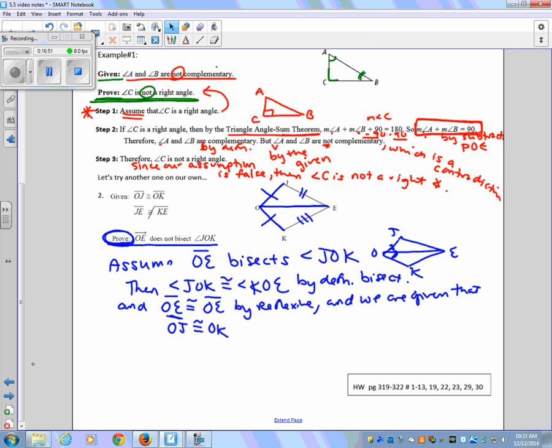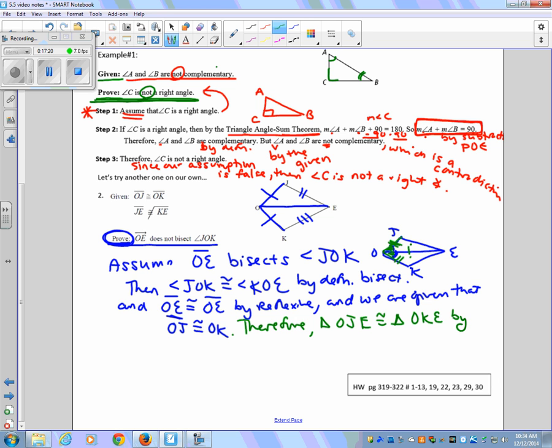So if you look at these triangles here, we know that this is congruent to itself by reflexive. We know that JO is congruent to OK by the given. If we assume this is bisecting, then this angle is congruent to this angle. So what do we know about these two triangles then? Therefore, triangle OJE is congruent to triangle OKE by SAS. And by CPCTC, JE would be congruent to KE.